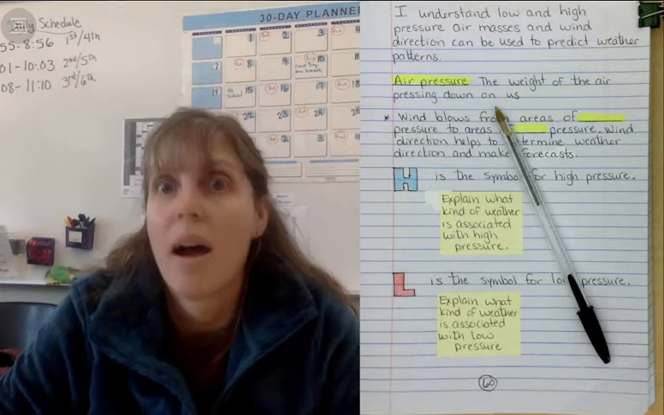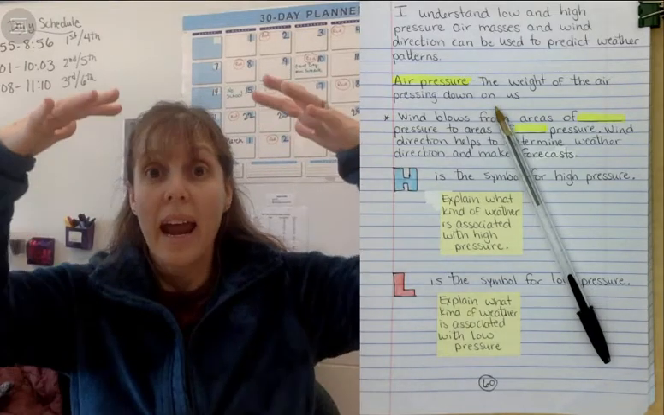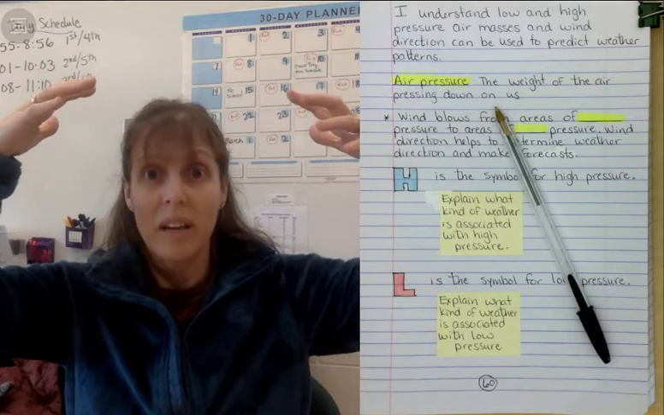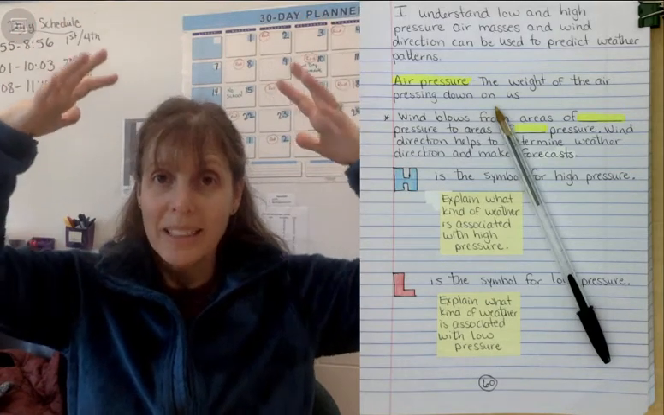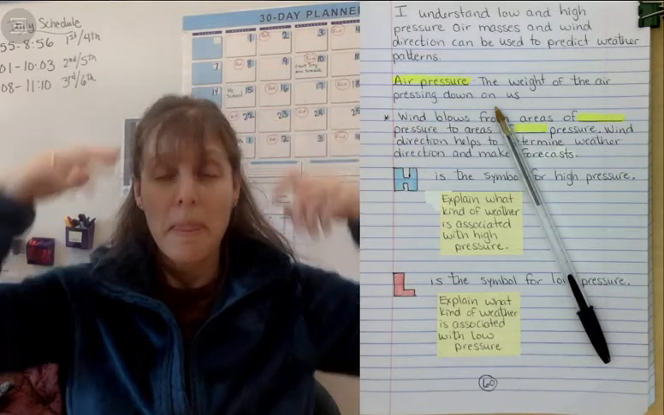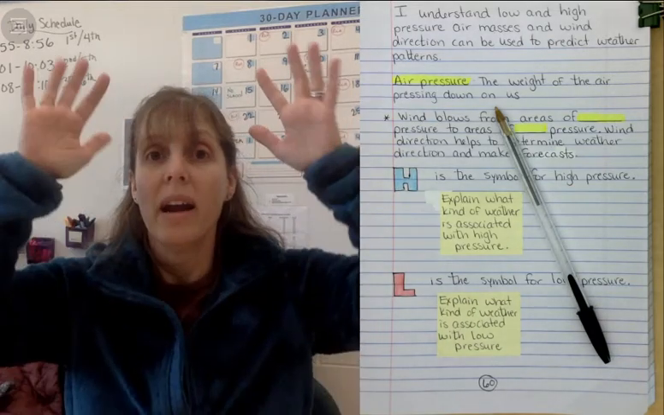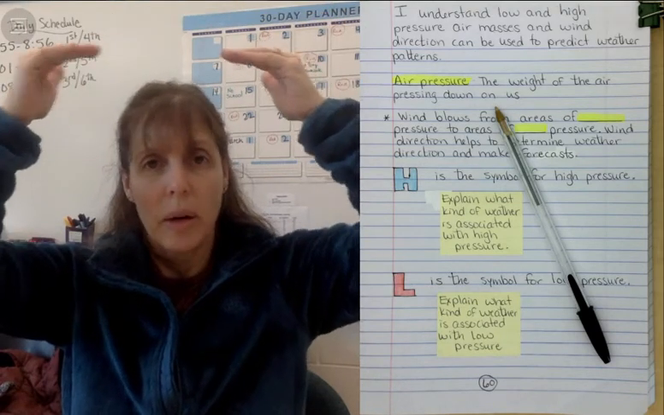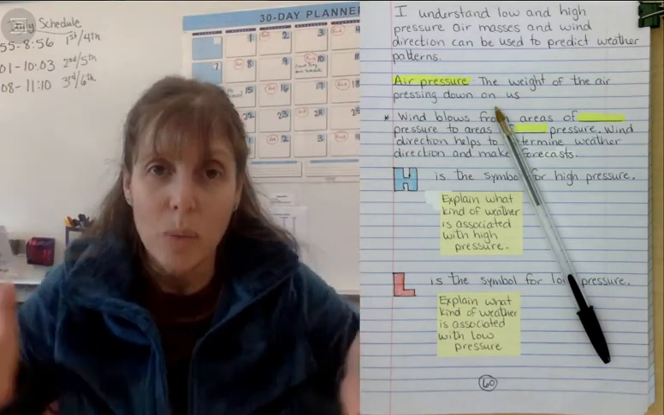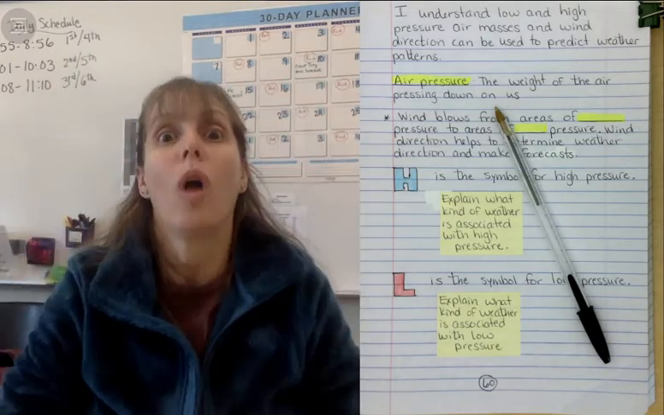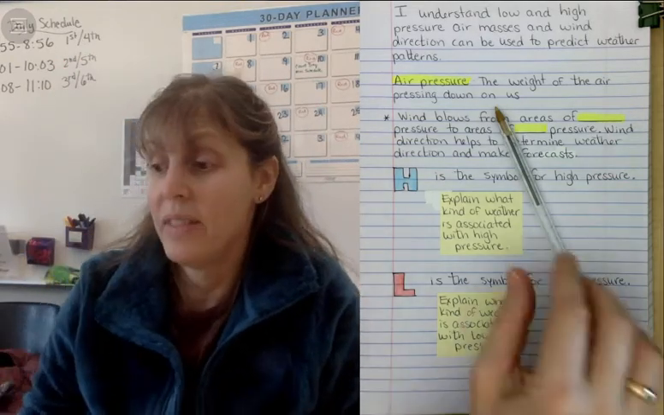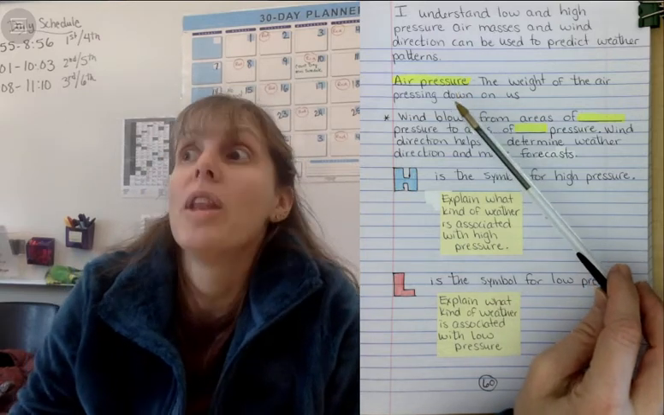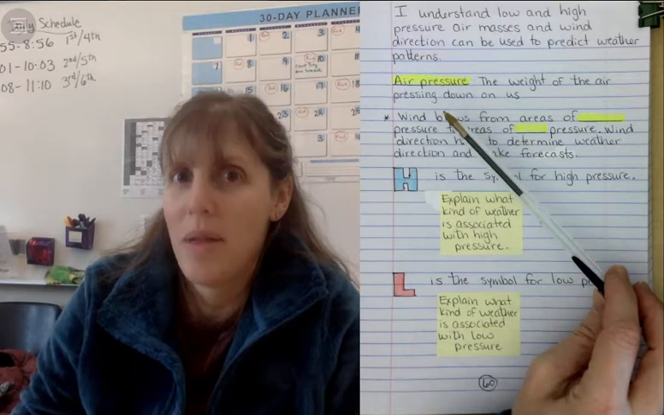Well, on land, we literally have air above us. I know you can't see it, so you just got to believe it. We have air above us pressing down on us, and that's air pressure. Now, the more air particles above us, the higher the pressure. The fewer air particles above us, or if the air is warm and rising, the lower the air pressure. These types of air pressure are measured by a barometer, but they also can help us predict the weather.